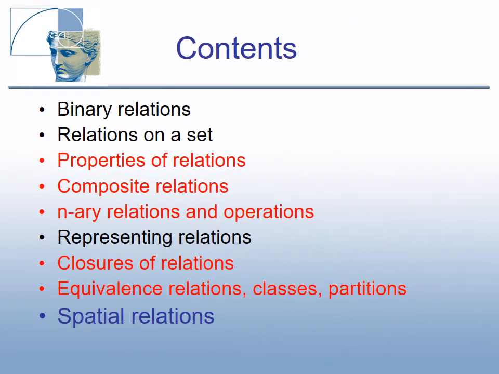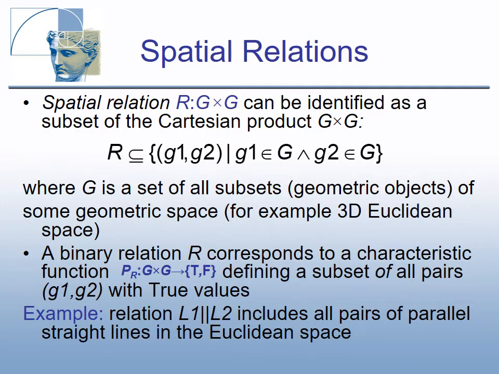Now let's go further and discuss spatial relations. A spatial relation R on a set of geometric objects G can be identified as a subset of the Cartesian product G by G, where G is a set of all subsets, geometric objects, of some geometric space, for example 3D Euclidean space. A binary relation R corresponds to a characteristic function defining a subset of all pairs with true values. For example, the relation L1 parallel to L2 includes all pairs of parallel straight lines in Euclidean space.